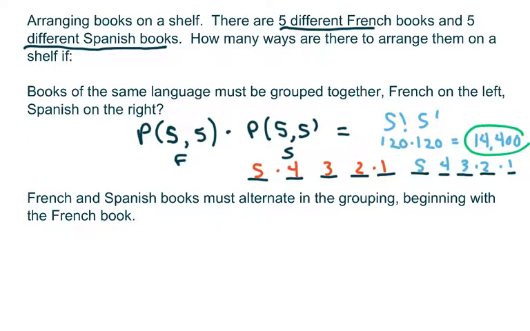Now, the second part here is French and Spanish books must alternate in the grouping. You have to begin with the French book. So if you begin with the French book, you're going to have the French, then the Spanish, then you're going to have 4 left, French, Spanish, then French, Spanish, then French, Spanish, then French, Spanish. And that's going to give you, again, 14,400 arrangements.